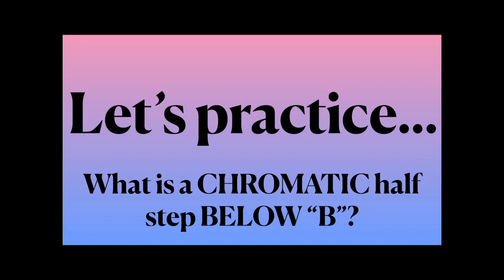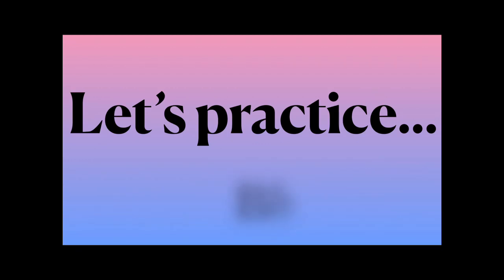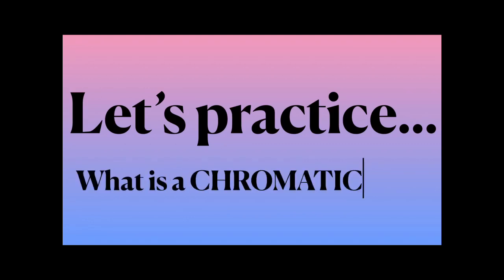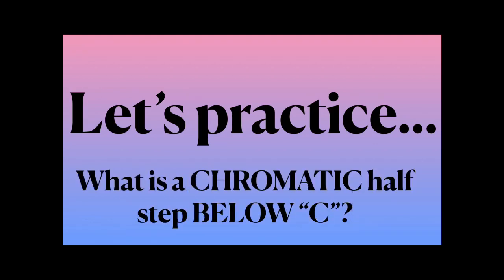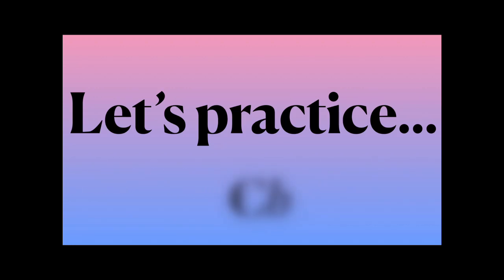What is a chromatic half step below B? Well, if we're going a chromatic half step down from natural, we'll arrive on a flat. So lowering a B natural by a chromatic half step means that we get a B flat. One more. What is a chromatic half step below C? If you said C flat, then you have the correct answer.